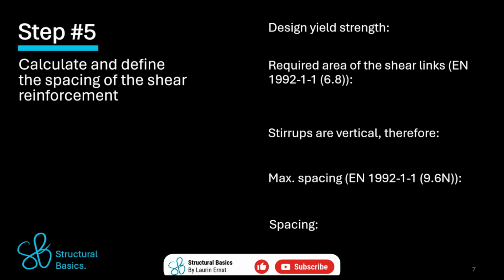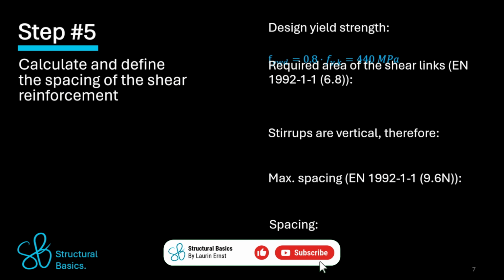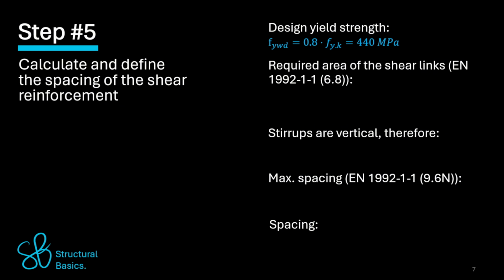As a last step, we'll calculate the spacing of the stirrups. First, according to formula 6.8, we'll reduce the design yield strength of reinforcement to 440 megapascal. The required cross-sectional area of the shear links is calculated also with 6.8 as 913.7 square millimeter per meter. The shear reinforcement, which is the stirrups, is vertical. Therefore, alpha is set to 90 degrees.